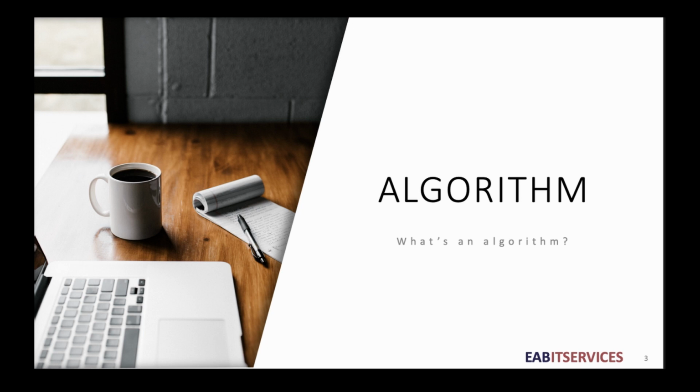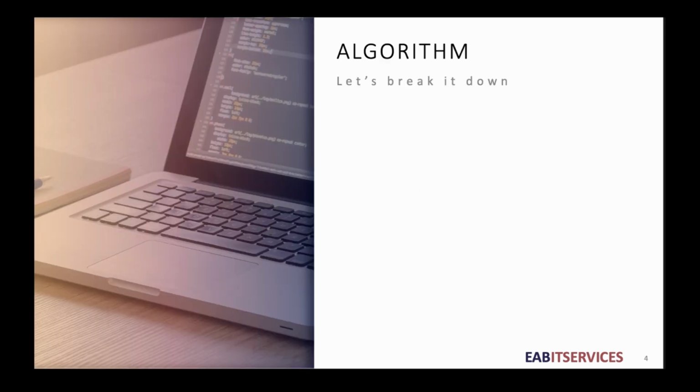Now let's break an algorithm down. First of all, an algorithm should have a start and then a stop. There is always a beginning and then there is an end. And then an algorithm is made up of individual sets of instructions. So you may have step 1, step 2, step 3, step 4, step 5, until you get to the end of the algorithm. Each instruction is a well-defined operation.